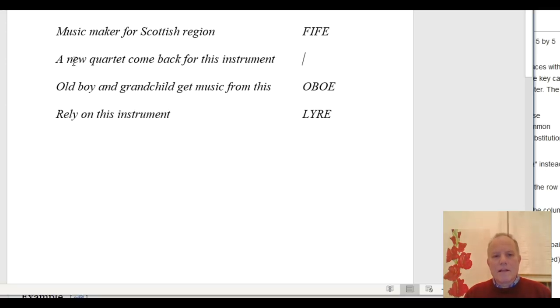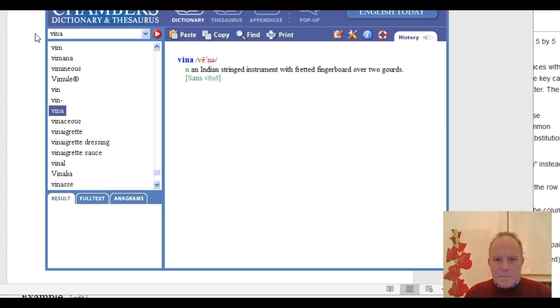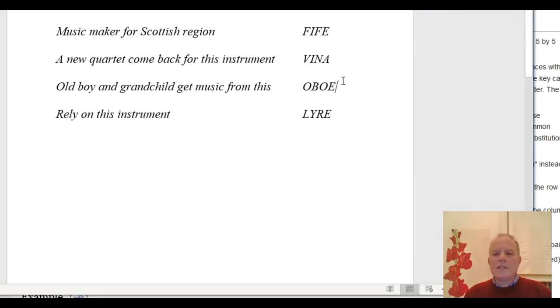A new, that can be N, quartet, come back for this instrument. Well, this time for the quartet, you need the Roman for four. And if you write A-N-I-V backwards, you get Vina, which I think, I'm not going to claim I knew this, but it is an Indian stringed instrument. So there we go. So these are the four answers: fife, vina, oboe, and lyre.